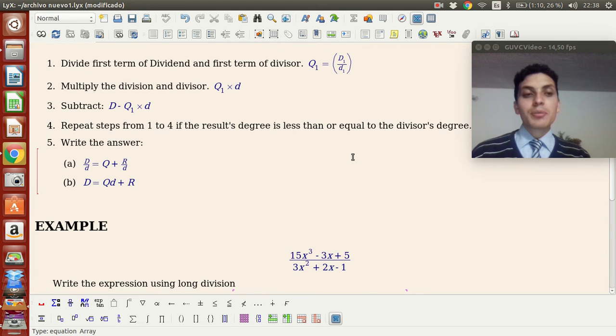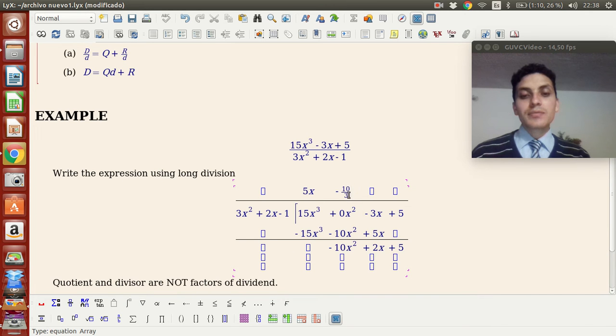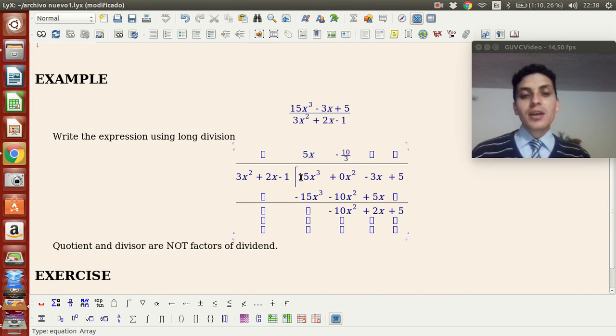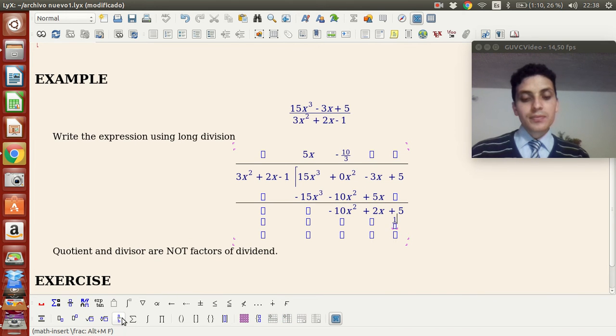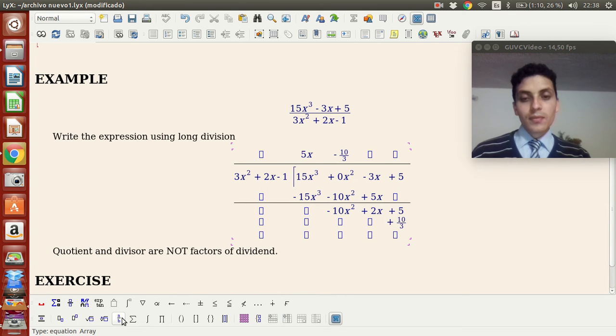So we're going now to step number 2. Multiply the division, this term, times the divisor. Negative 10/3 times negative 1 is positive 10/3. Negative 10/3 times 2x is negative 20/3 of x, and finally negative 10/3 times 3x squared is negative 10x squared.